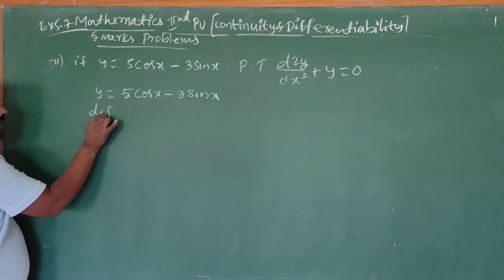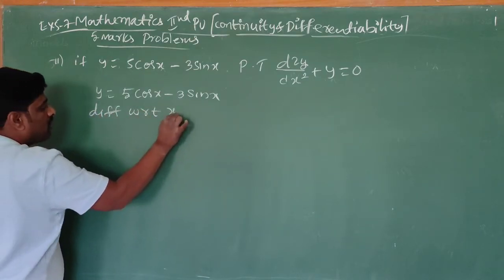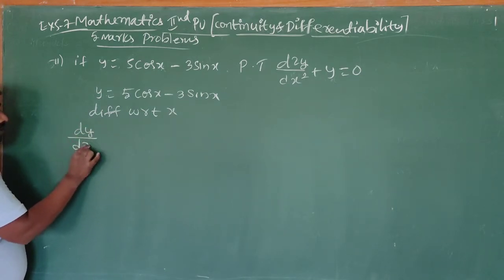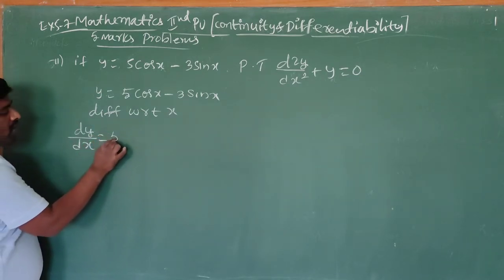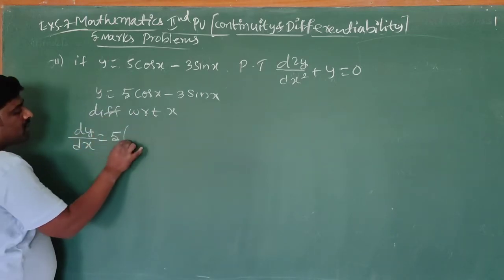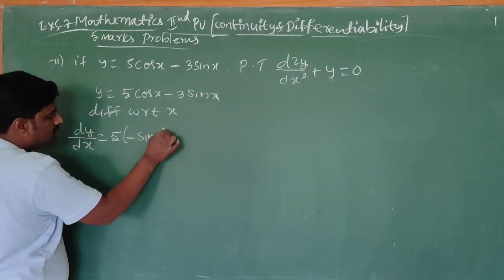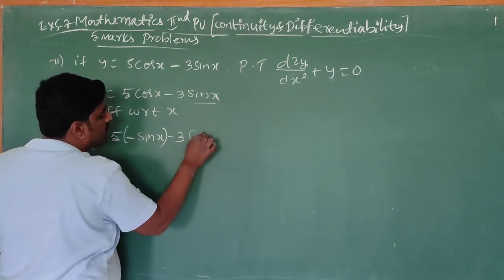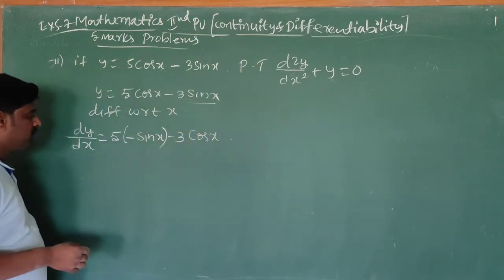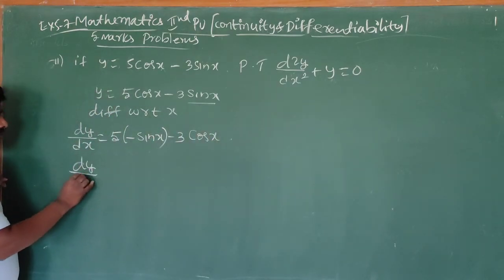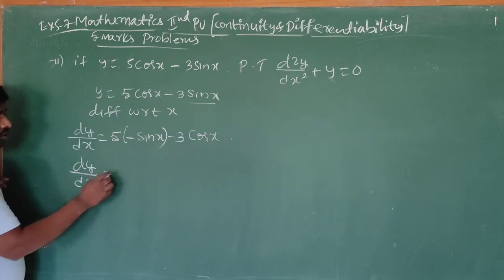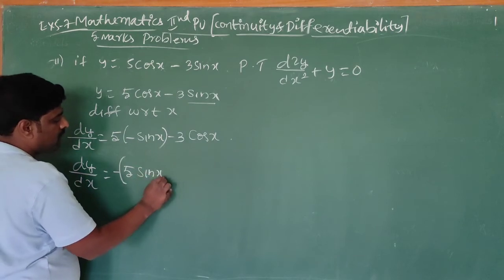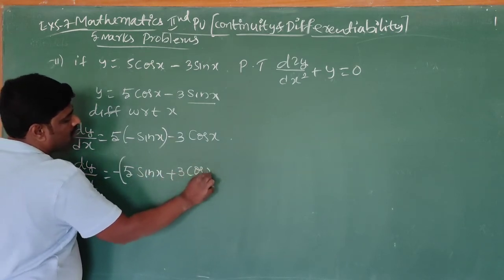So differentiate with respect to x. Y differentiation is dy by dx. 5 as it is. Cos x differentiation is minus sin x. Minus 3 as it is. Sin x differentiation is cos x. dy by dx is equal to minus, taking 5 common, sin x plus 3 cos x.